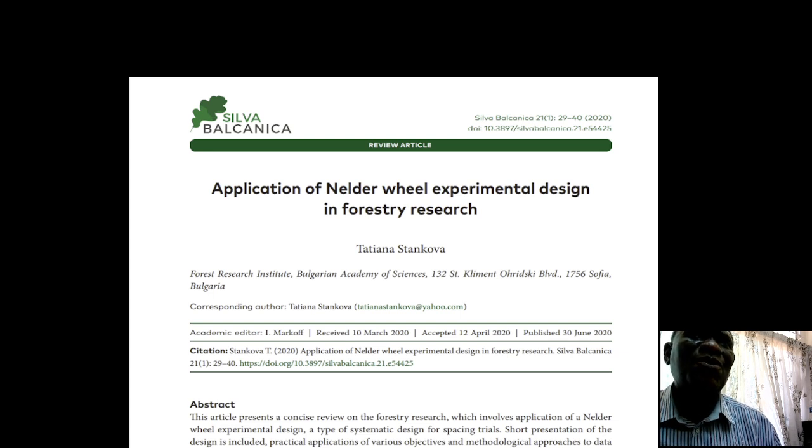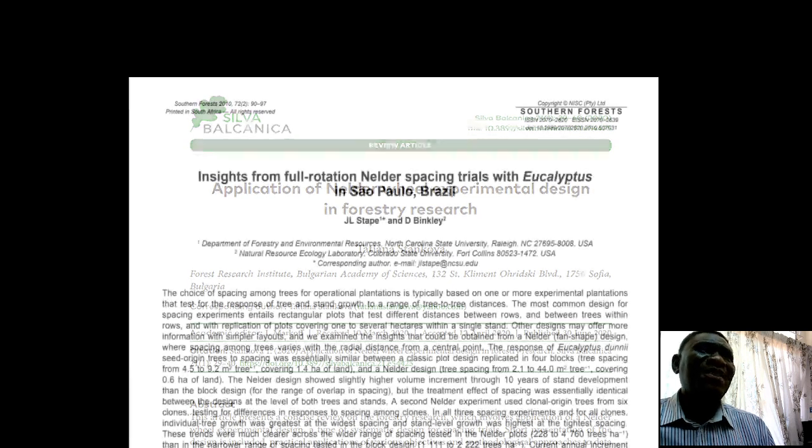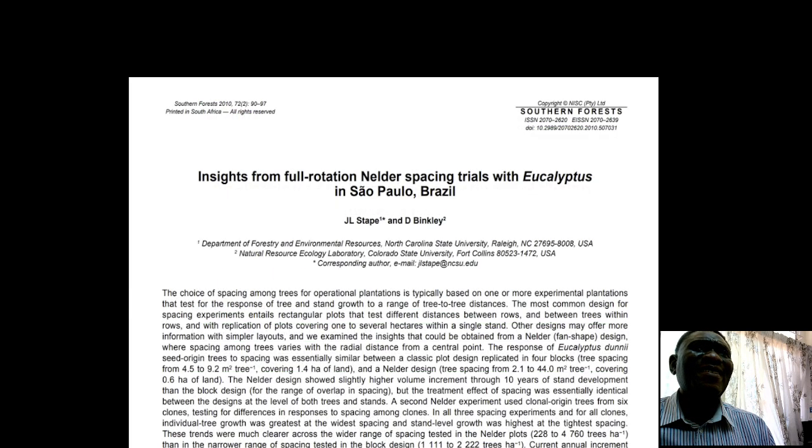Application of Nelder wheel experimental design in forestry research. If you are interested, you could have a look at that. Insights from full rotation Nelder spacing trials with eucalyptus in Sao Paulo, Brazil. Another paper.